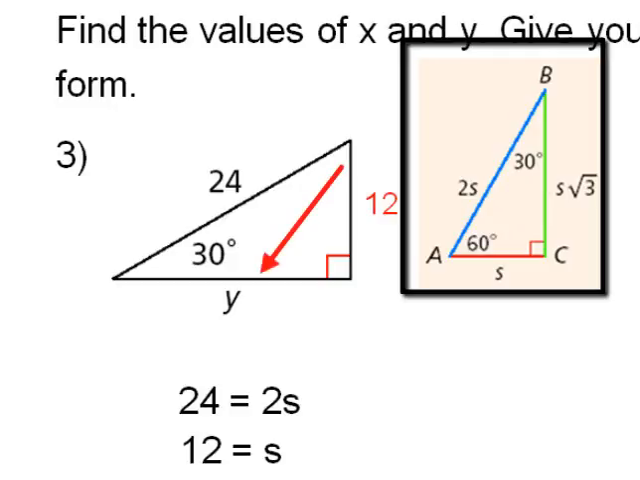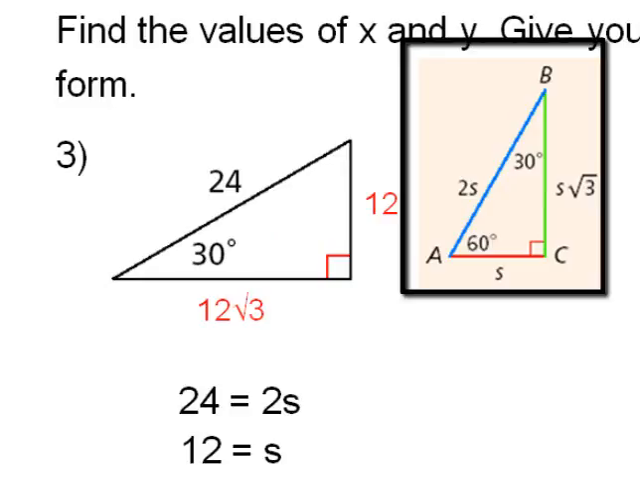That side is across the 60-degree angle. If I look at the theorem, across the 60-degree angle, it says s square root of 3. So all I have to do is plug in the value for s and then put a square root of 3 next to it. Well, we know that s is 12, and if we put a square root of 3 next to it, that side measures 12 square root of 3. And we're done.